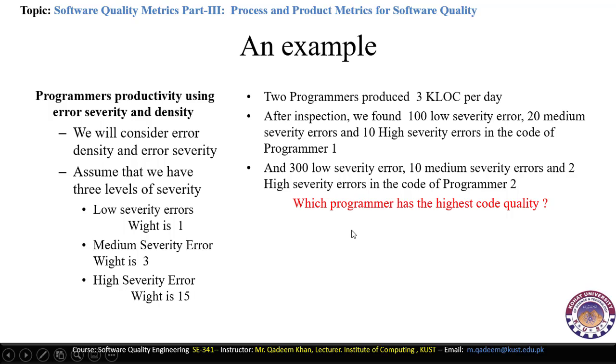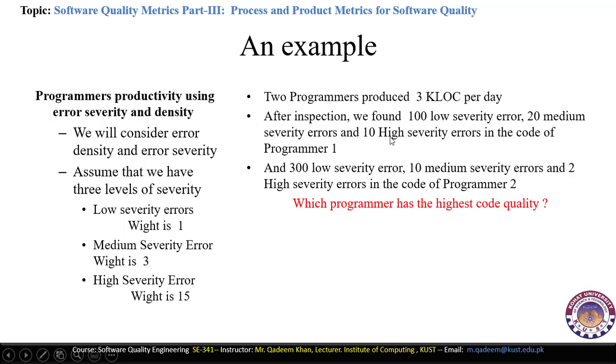This is a very simple question. You need to multiply the weighted values of these three types of severity errors with the corresponding values of the programmer's performance. For example, for programmer 2, 300 is the low severity errors and the value of low severity is 1. So 300 multiplied by 1, plus 10 multiplied by 3 which is 30, and similarly 2 multiplied by 15 which is also 30. So 300 plus 30 plus 30 is equal to 360.